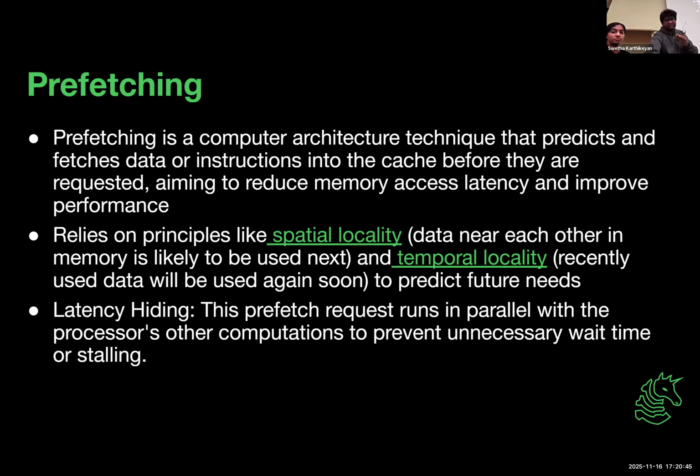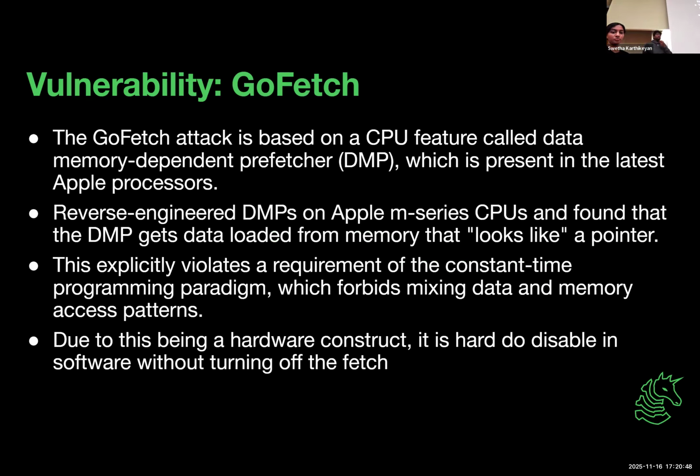So the DMP prefetcher specifically is a pointer chasing prefetcher. It looks for instructions in assembly that look like pointers. Since pointers are stored in a separate part of memory, pointers look very similar. They have the leading bits be roughly the same. So how GoFetch exploits this is by writing malicious code that has pointer-like attributes, so that the CPU actually reads from these pointers and executes your code instead of the intended code.